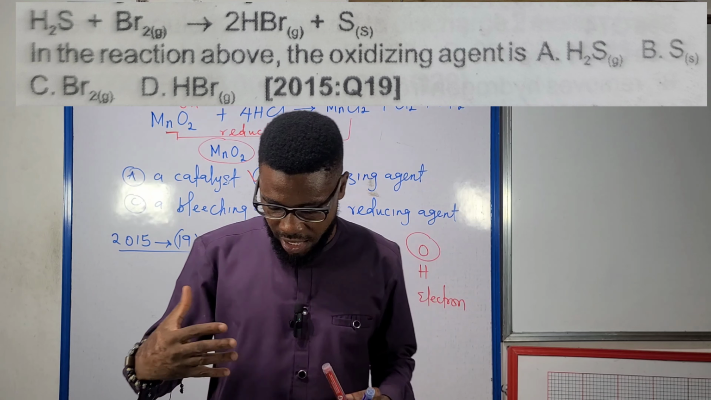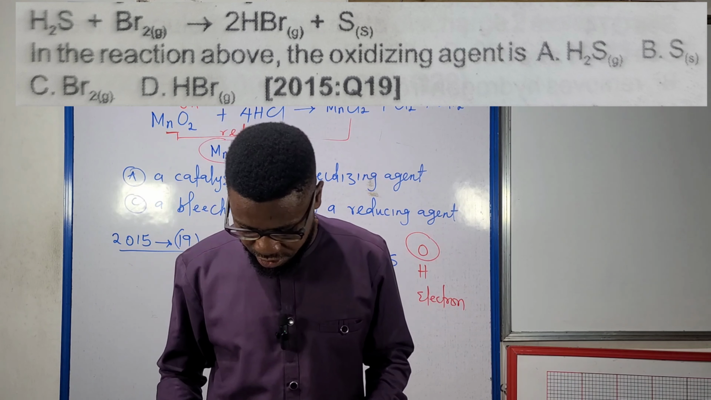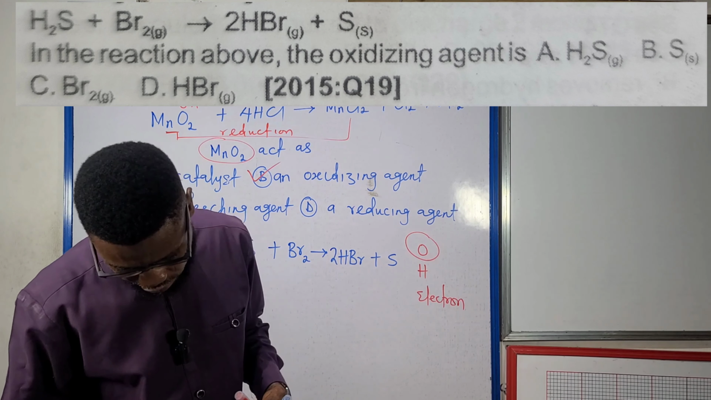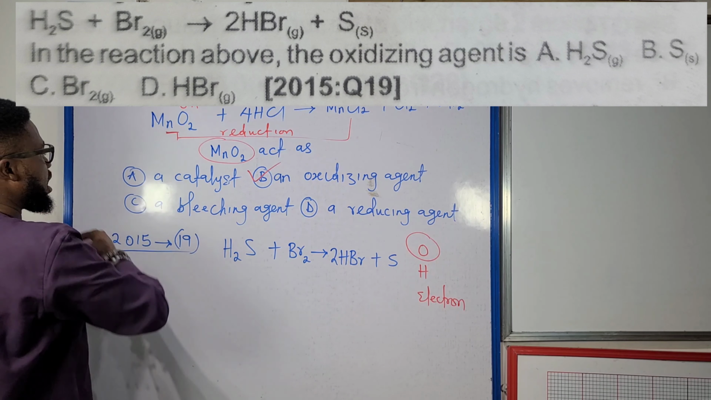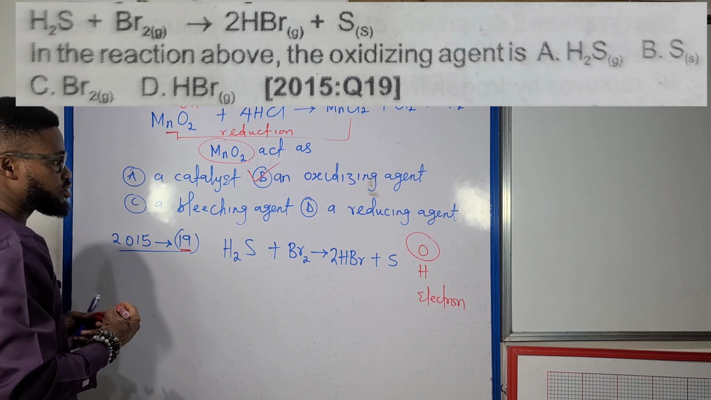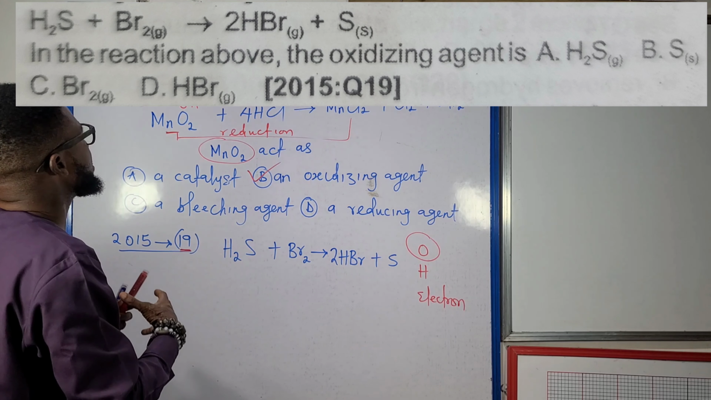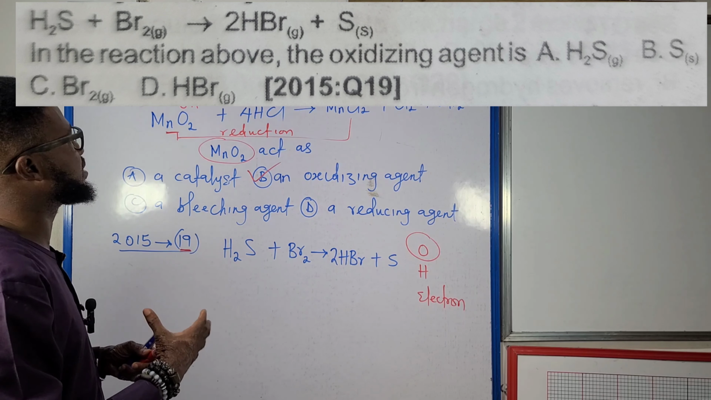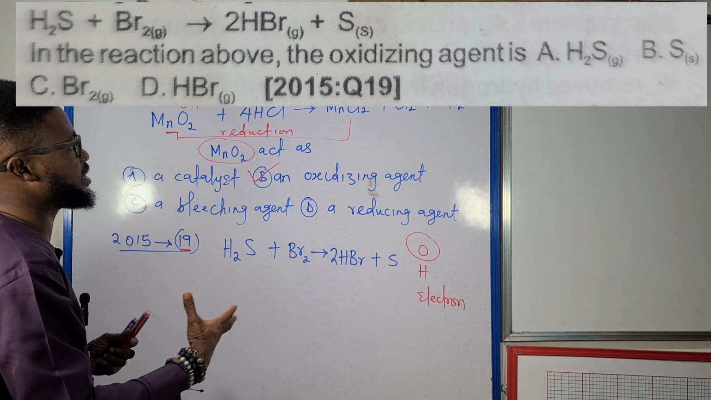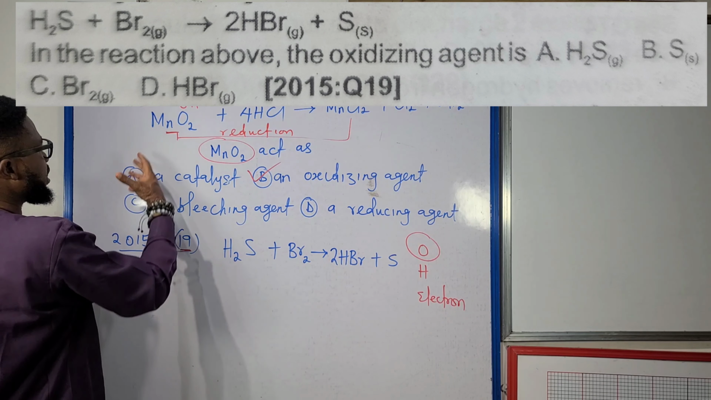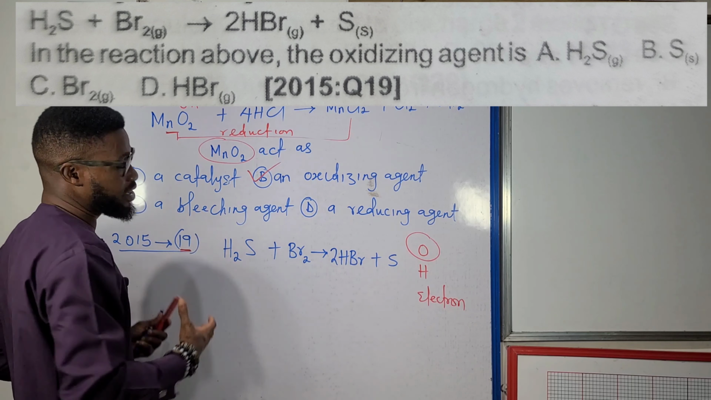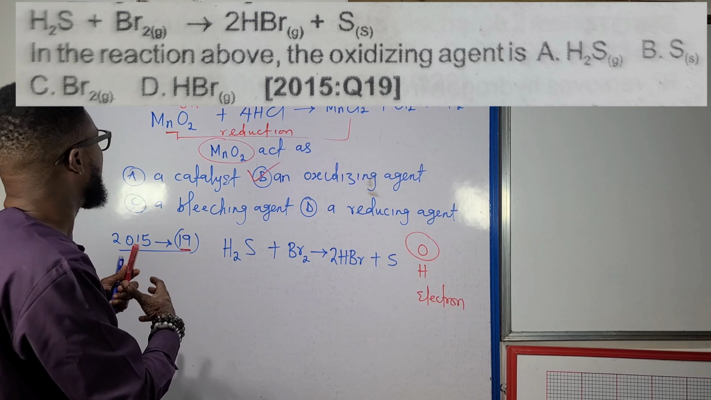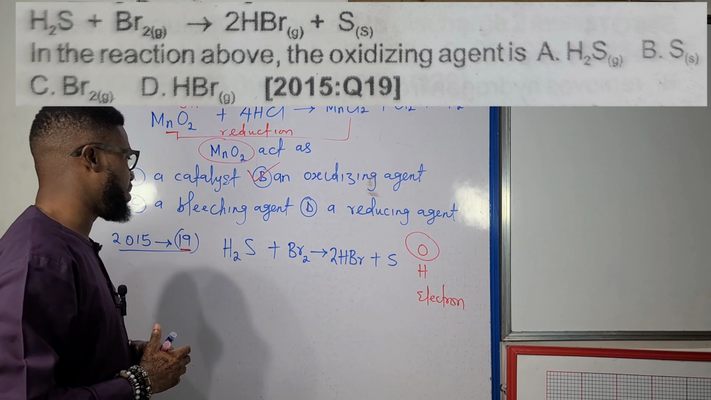Still on the same 2015, this time around question 19. You can see the previous question was 2015 question 48. Now we have 2015 question 19. So which means if we are able to identify our reducing and oxidizing agent, at least that could get us 2 questions correctly. That's about 5 marks thereabout.